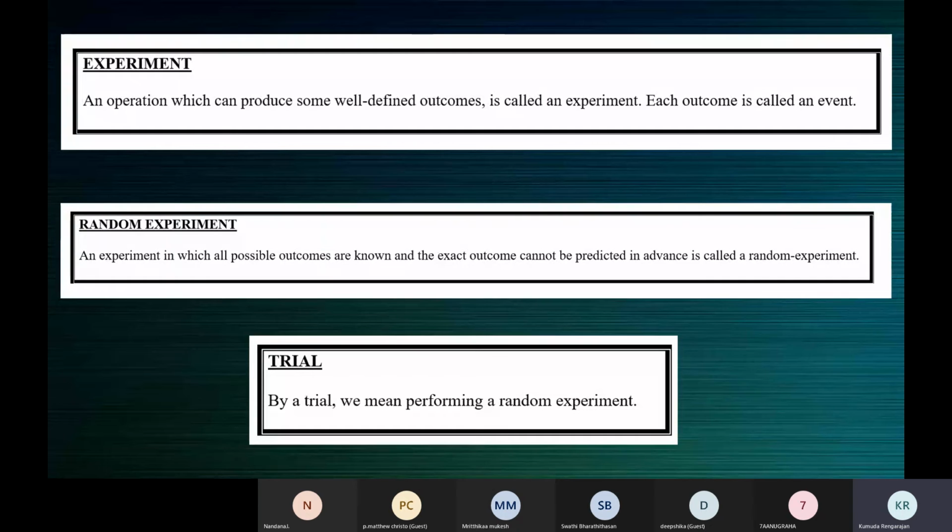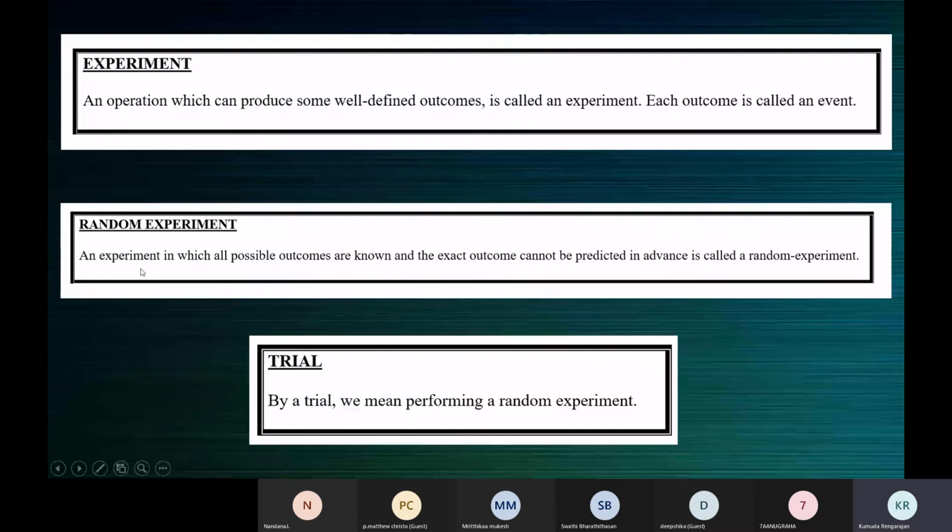When you're performing some act where you don't know what will happen at all, that doesn't come under the study of probability. When you're studying probability, you're performing an experiment where you know the outcomes. You know one of these will happen, but which one will happen, you don't know. That's exactly what a random experiment is.